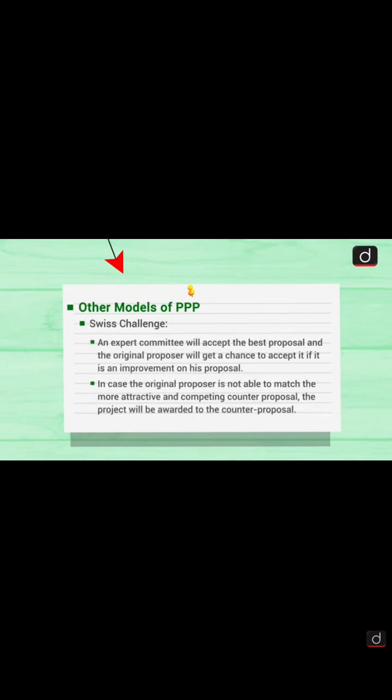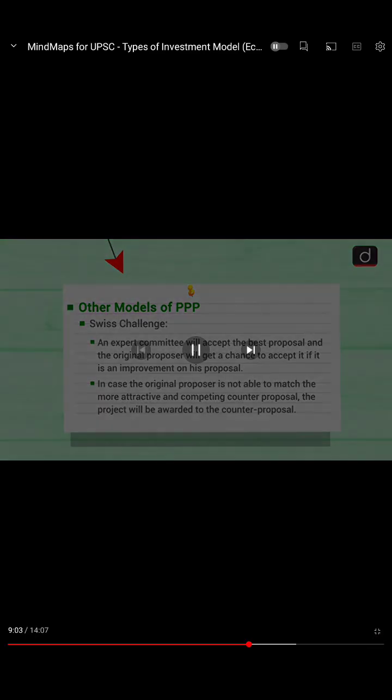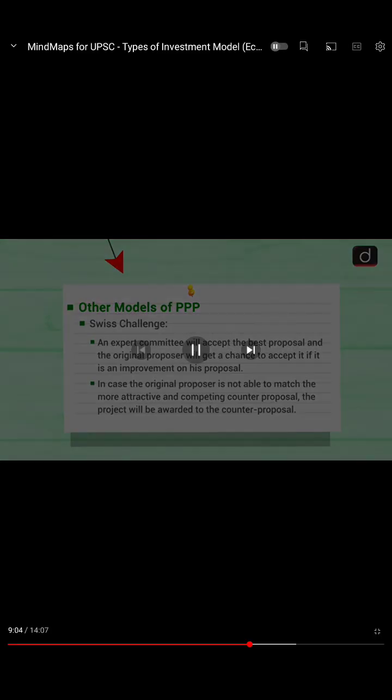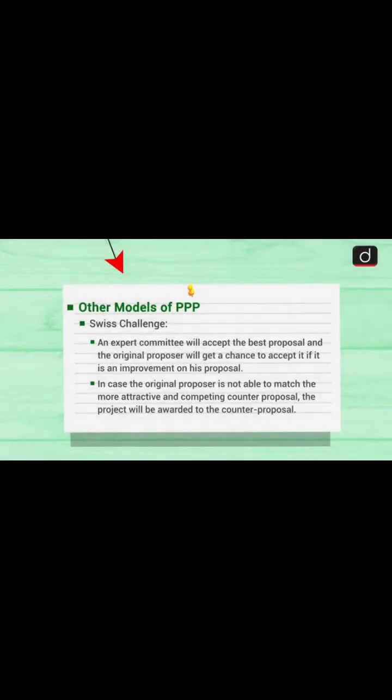Now an expert committee will accept the best proposal, and the original proposer will get a chance to accept it if it is an improvement on his proposal. Like what they are saying, the expert committee will receive the best proposal, and the original proposer will get a chance if he can improve on his proposal, or in case the original proposer is not able to match the more attractive and competing counter proposal, now the project will be awarded to the counter proposals.